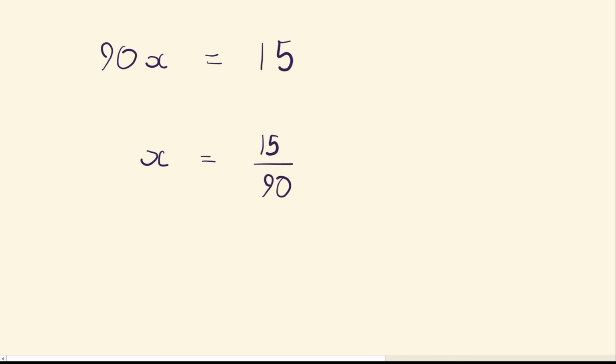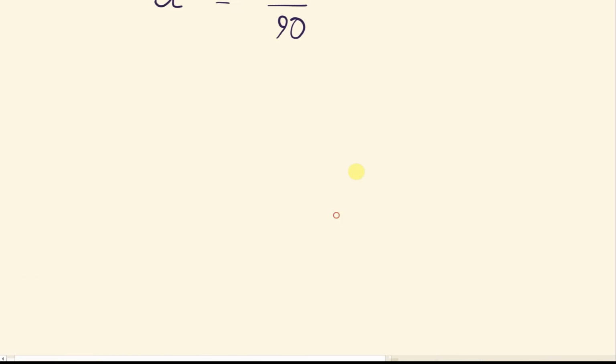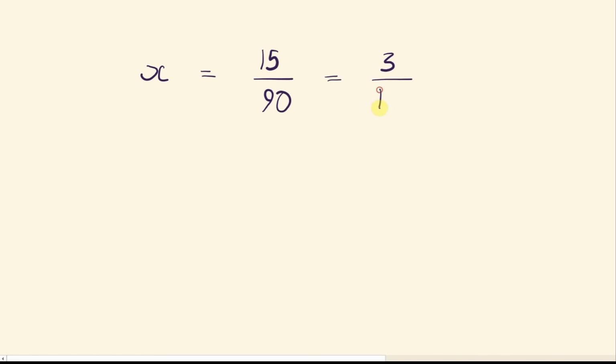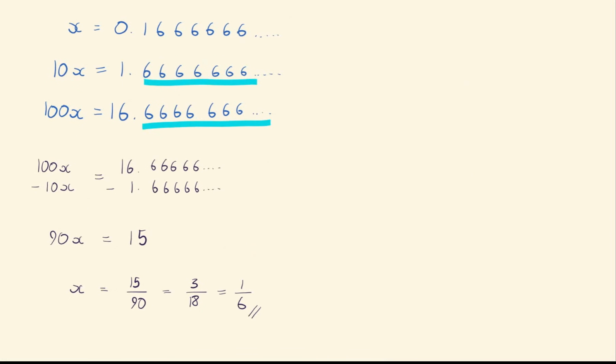And now recall what I say for all these questions. You always want to simplify where possible. So I can see that both these things are divisible by 5. So how many 5s into 15 is 3? How many 5s into 90 is 18? And they're also both divisible by 3, which gives me x is a sixth. So if you had a sixth and you could convert it to a decimal, it would give you this.